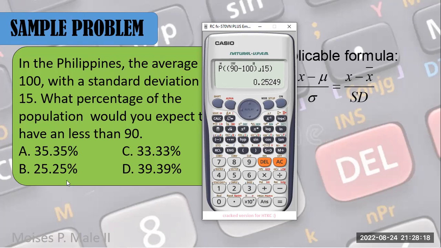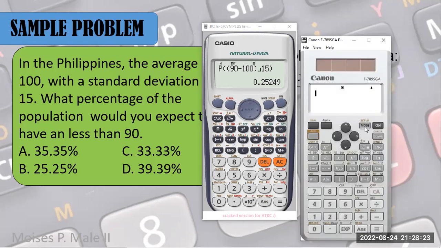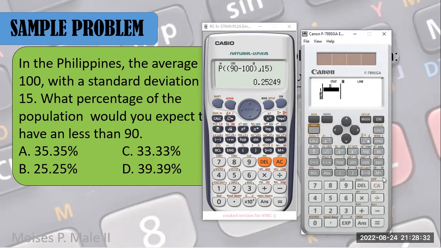Okay. So same lang sa CANON. Okay. So mode stat, then single variable. Okay, so no need to input anything, then apps, then distribution, then P. So same input, no? Okay. Enclose mo na yung division, subtraction. 90 minus 100, x. No, unahin nyo yung x, ha? Kasi pag nauna yung 100, iba yung lalabas na sagot. Over 15. So same answer. So the correct answer is letter B.